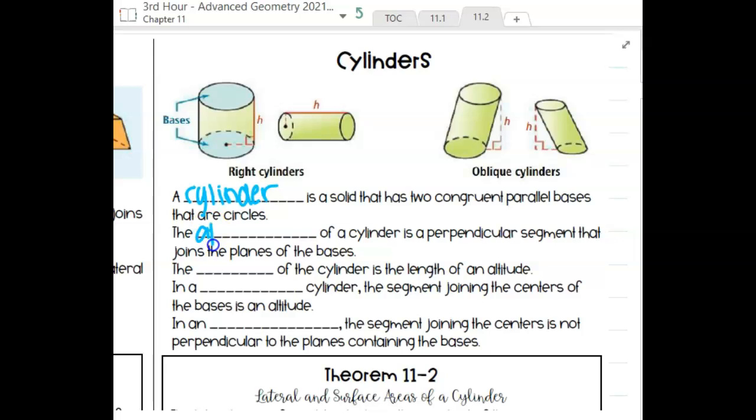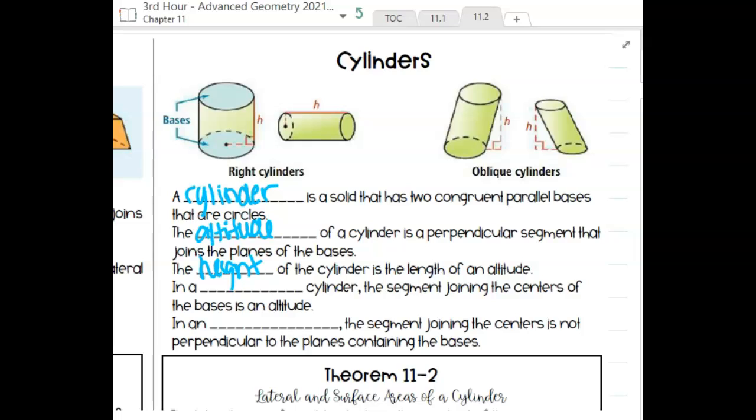The altitude. The altitude is the perpendicular segment that joins the planes of the bases. The height is the length of the altitude. That's what we're going to actually plug into our formulas.